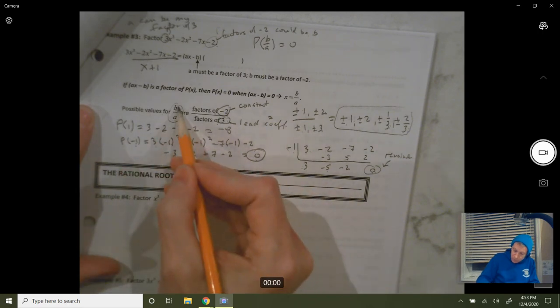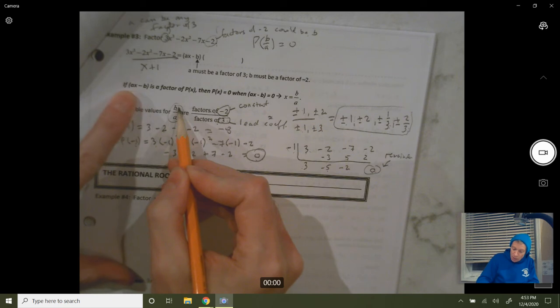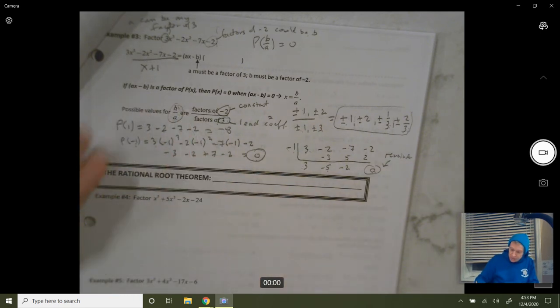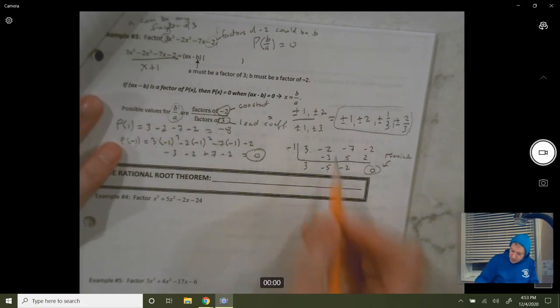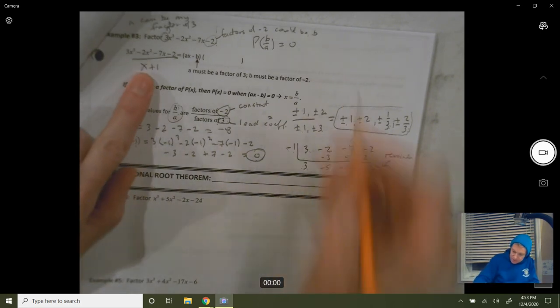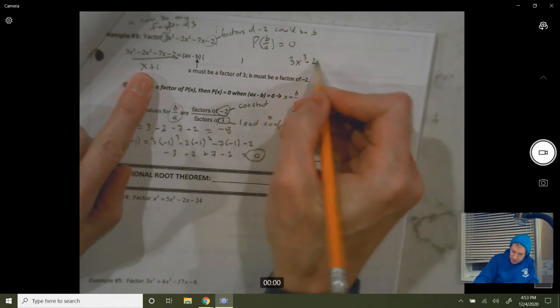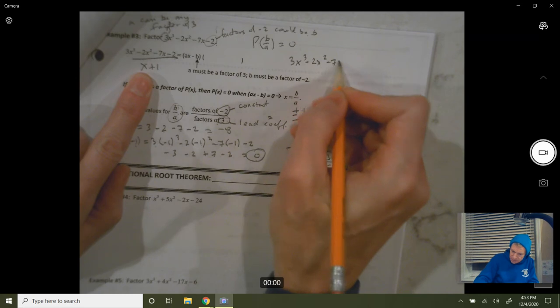Negative 1 over 1. So a is 1, b is negative 1. So that's how we got 1x plus 1. Okay. Then we can finish by factoring further. We divide this divided by this, so 3x cubed minus 2x squared minus 7x minus 2.